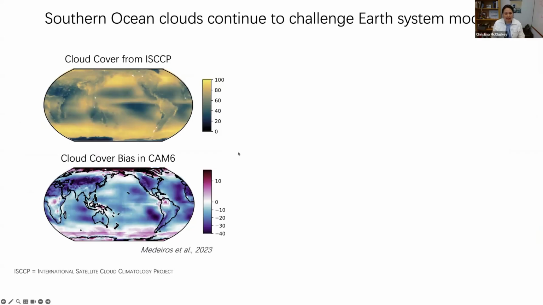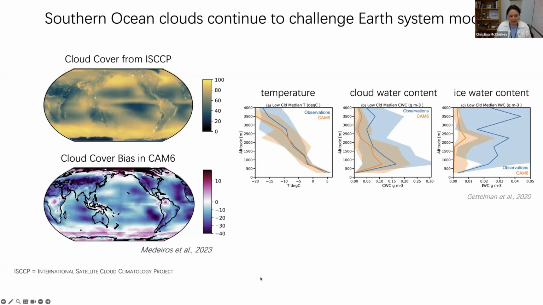And then I just want to highlight that we still continue to be challenged by Southern Ocean clouds. This is a more recent assessment of the Community Atmosphere Model as part of the Community Earth System Model, or CESM. It's a pretty widely used model. Here we are looking at just the cloud cover bias compared to the satellite historical record. And what we find is that over the Southern Ocean, we actually have too many clouds in CAM6. And then there are, of course, other places where we have different cloud biases.